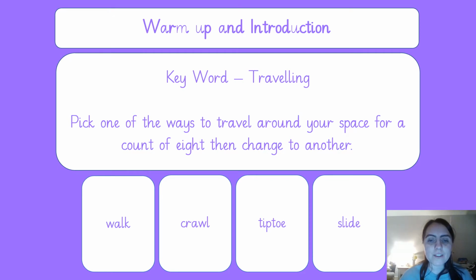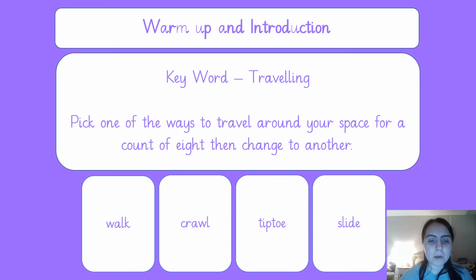Now, what I would like you to do is down below, you will see that we've got 4 different ways of traveling. We've got walking, crawling, tiptoeing and sliding, okay? Remembering to be safe in your space, I would like you to pick one of the ways to travel around, and you're going to do that to a count of 8, okay? So for example, you might walk for 8, and then after you've counted to 8, you will then change to another way of traveling, okay?